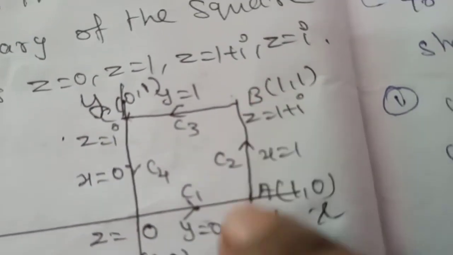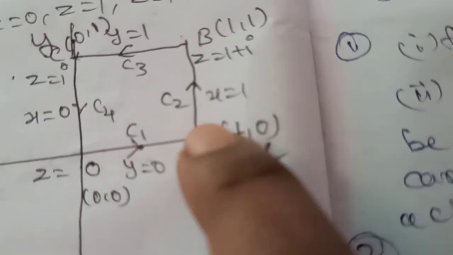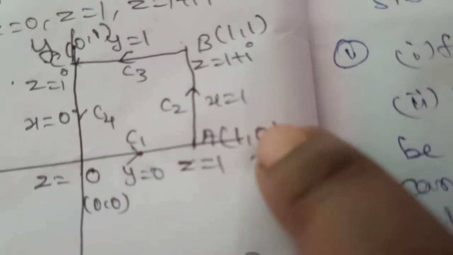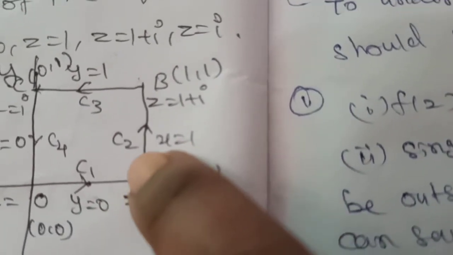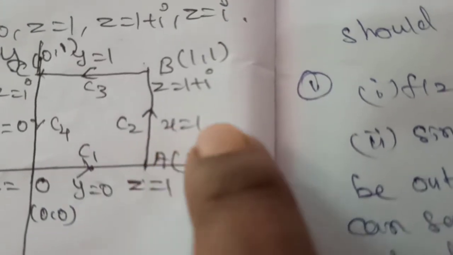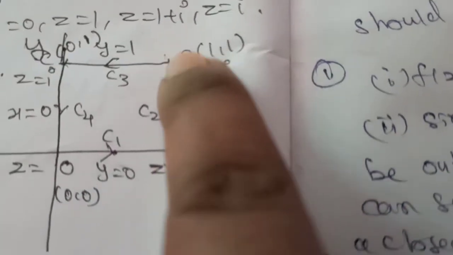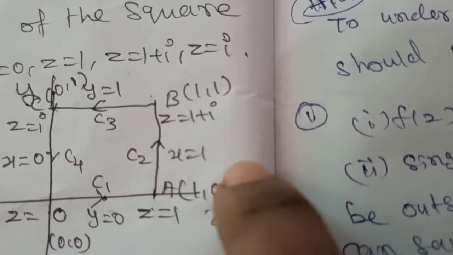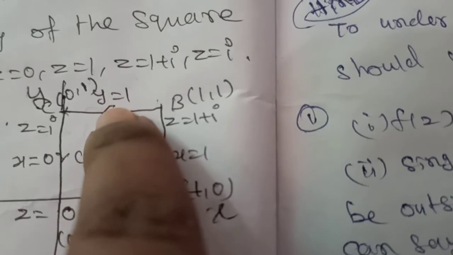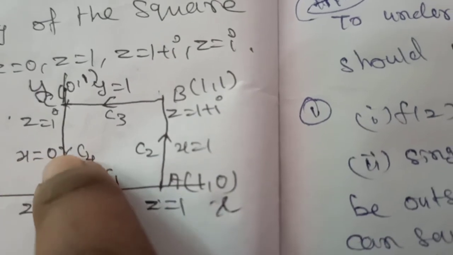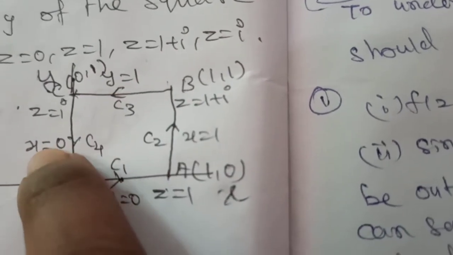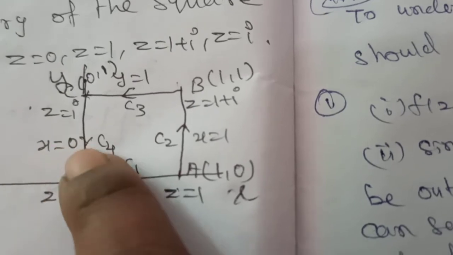So the arrow mark is very important. Along OA, which is the x-axis, we take y equal to 0. So along the C1 curve the equation is y equal to 0. Along the C2 curve the equation is x equal to 1. This is the x equal to 1 straight line equation, and this is the y equal to 1 straight line equation. Along the C3 curve the line equation is y equal to 1. Along C4 the line equation is x equal to 0, the y axis.